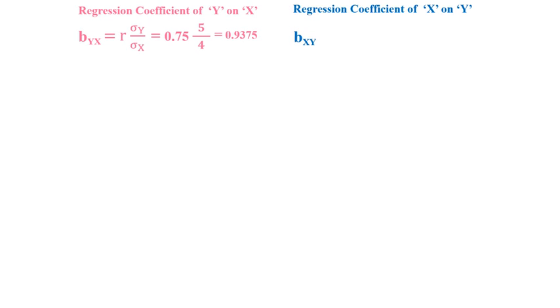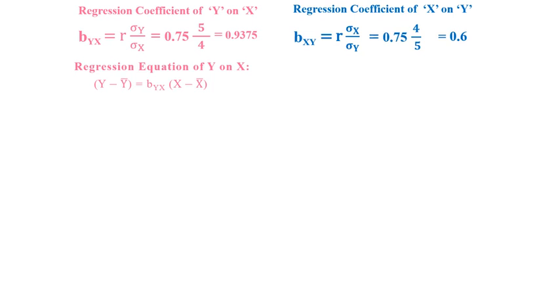Okay, regression coefficient y on x, byx equals r into standard deviation of y divided by standard deviation of x, which is equal to 0.75 into 5 by 4. So use calculator and find out, it will be 0.9375. Similarly, find out regression coefficient x on y. Bxy equals r, the correlation coefficient, into standard deviation of x divided by standard deviation of y. Substitute the values 0.75, 4 by 5. It will be 0.6. Now it is easier for you to construct two regression equations like this.